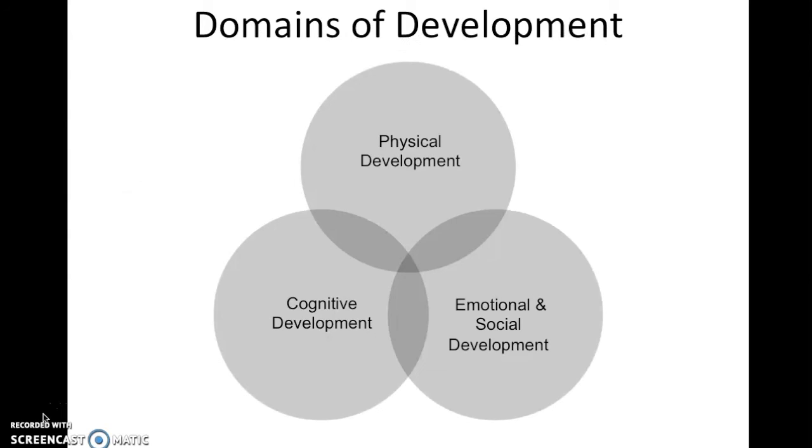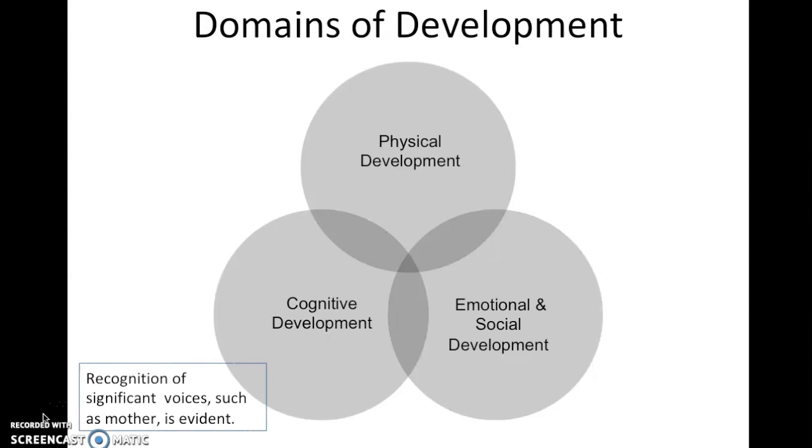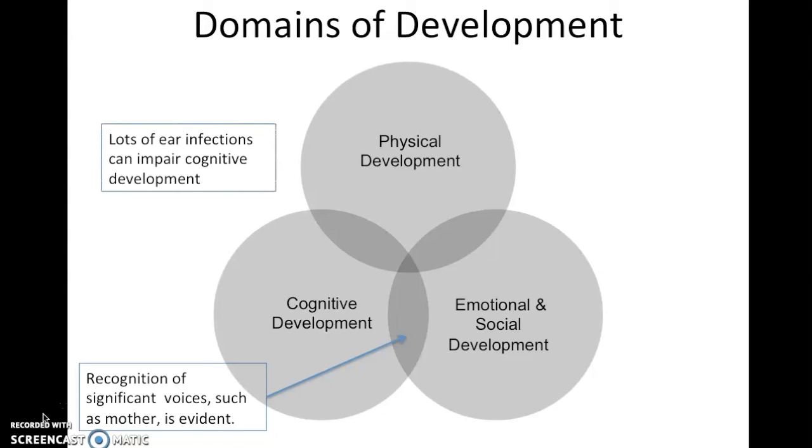While we talk about the three domains as if they are separate, they are actually intersecting. As discussed in an earlier video, this can lead to the domains overlapping and creating multi-directional influences. As discussed in this activity, the recognition of significant voices such as mother is evident includes features of both cognitive and emotional development. Similarly, if a child has a lot of ear infections when they are young, this can impair cognitive development. This is an intersection of the physical and cognitive domains.